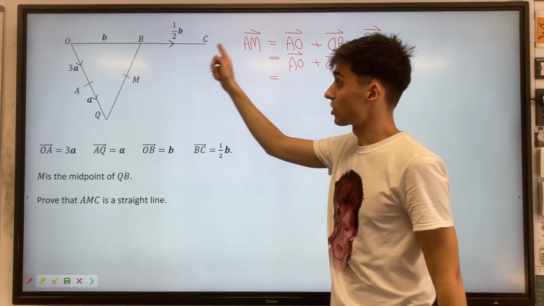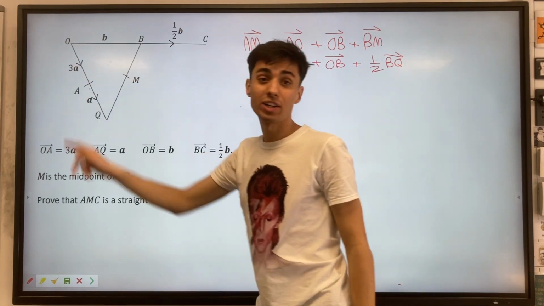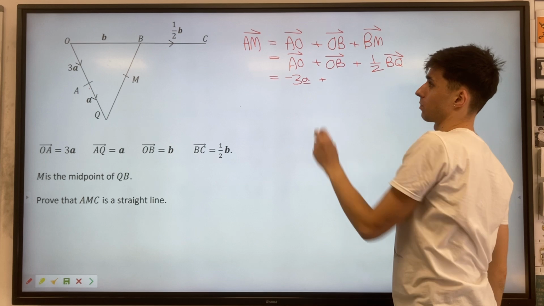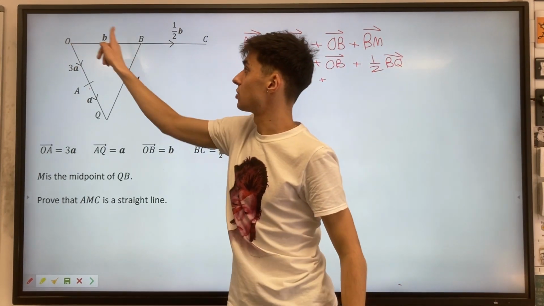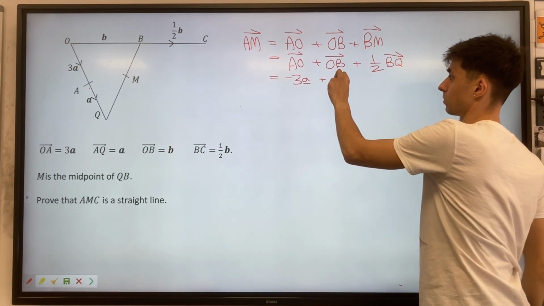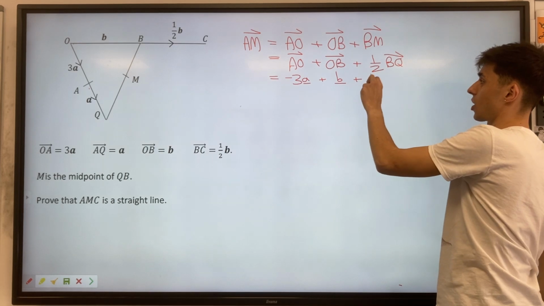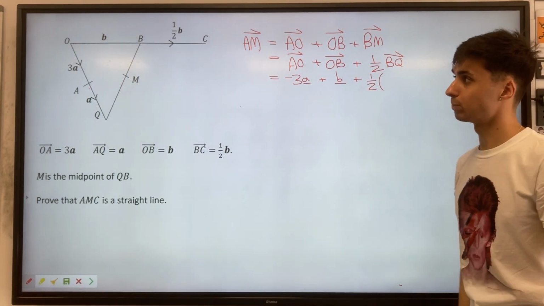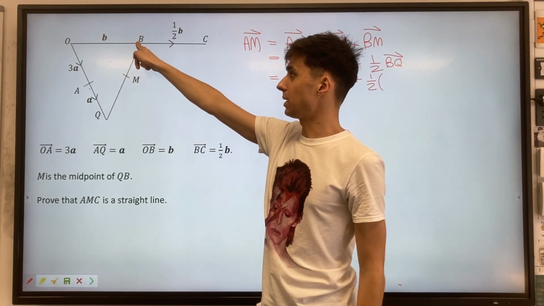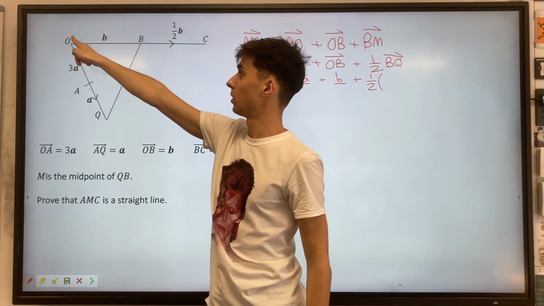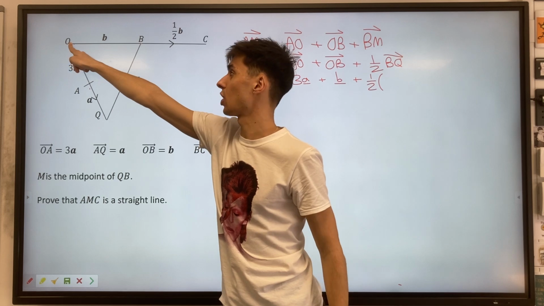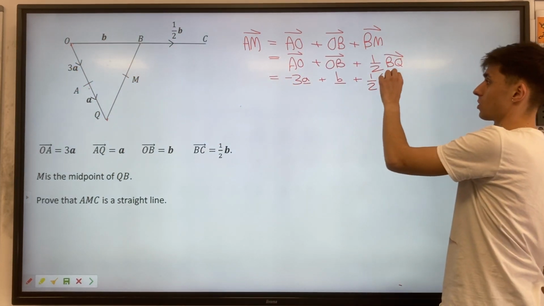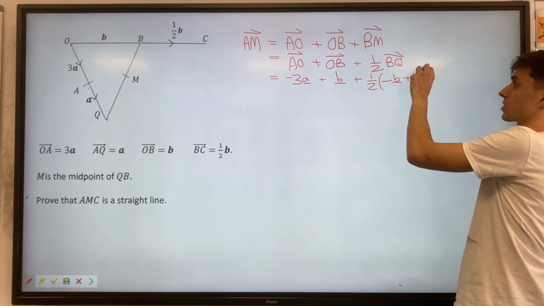Now let's sort this thing out. So going from A to O is minus 3A as a vector. So we've got minus 3A. Going from O to B is just B vector. And then we're going to do plus a half. And now let's consider the vector B to Q. So to go from B to Q, you'd have to go a minus B back to O, and then plus 4A to get to Q. So minus B plus 4A.